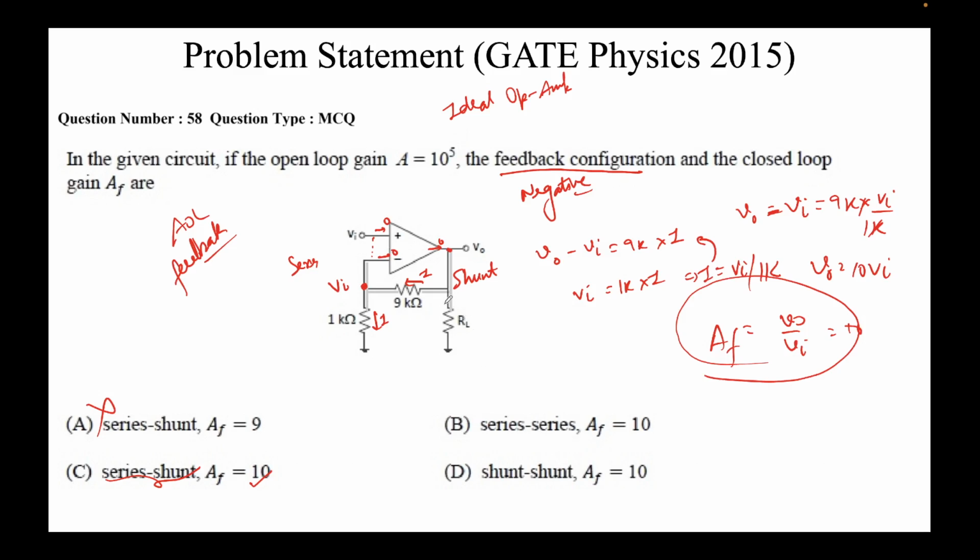Similarly, for these kinds of circuits, we calculated that the gain was this. There's a shortcut for this again. This is RF, and again this is R1. So the gain would be RF plus R1 over R1. That's what we got, right? Yes, this is correct. So again, you can try to remember this.